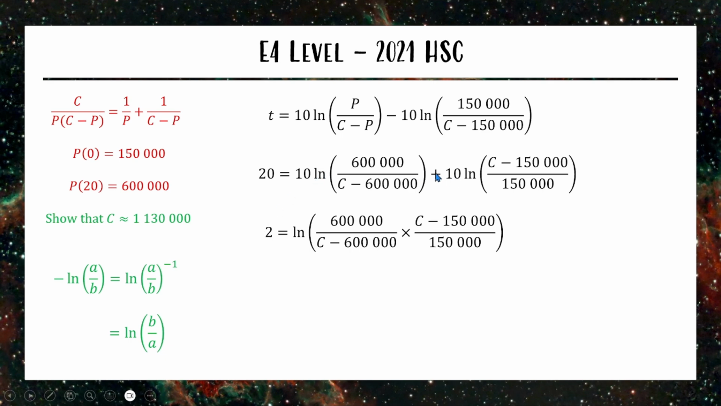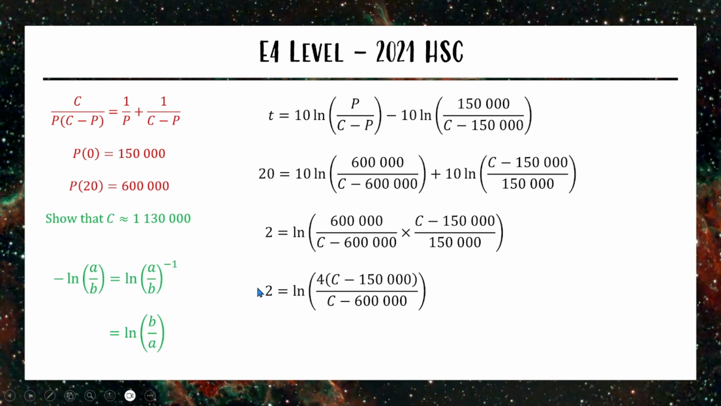While we're at it, let's use the fact that log plus log we can combine together by multiplying our two subjects. So this fraction times this fraction. Okay, we're steadily getting there. We're going to simplify this because the 600,000 on top with the 150,000 on the bottom, well, 60 over 15 is equal to 4. So this is just equal to 4. So we have 4 times the top divided by c minus 600,000 on the bottom.